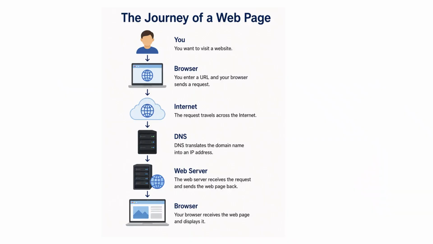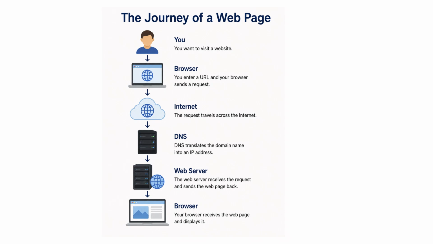So let's bring everything together by following the journey of a web page. It all begins when you enter a URL into your browser or click a hyperlink. If you entered a domain name, the browser first contacts a DNS server to translate that name into the website's IP address. Once that's known, the browser sends the request across the internet to the appropriate web server.